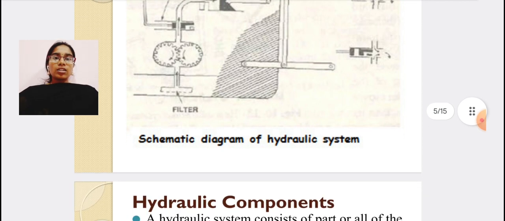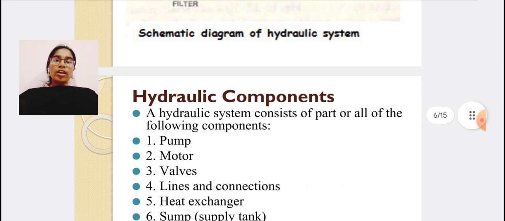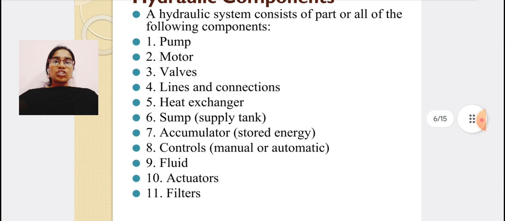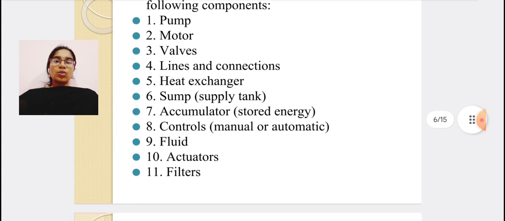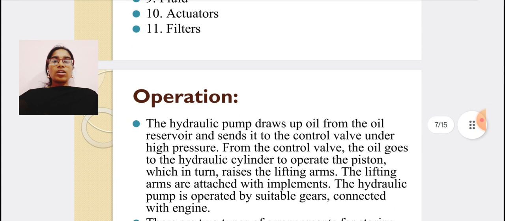Coming to the hydraulic components, the hydraulic system consists of the following components: pump, motor, valves, lines and connections, heat exchanger, supply tank, accumulator (the stored energy), controls, fluid, actuators and filters. Now, operation of the hydraulic system.